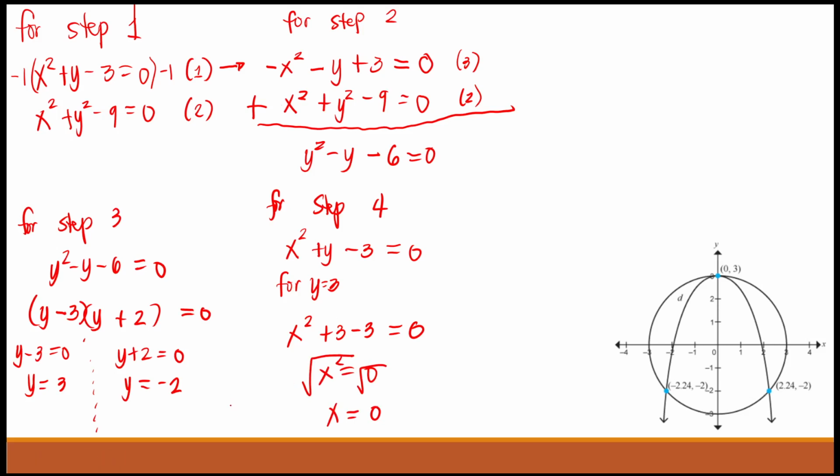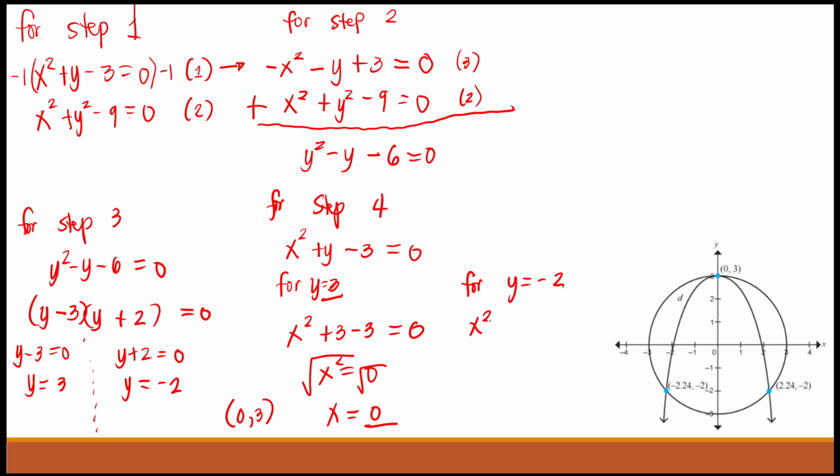And therefore, one of the solutions is 0, 3. Because x equals 0 when y equals 3. So that is 0, 3. X, y. That is one of the ordered pairs, or the solutions. For y equals negative 2, kasi dalawa yung nakuha nating solution for y, ganun lang din yung gagawin natin. I-substitute natin yung negative 2 dun sa equation 1.